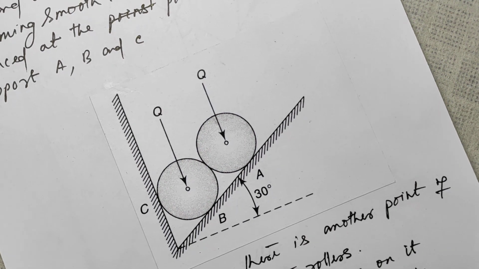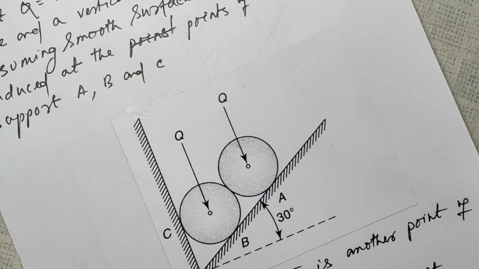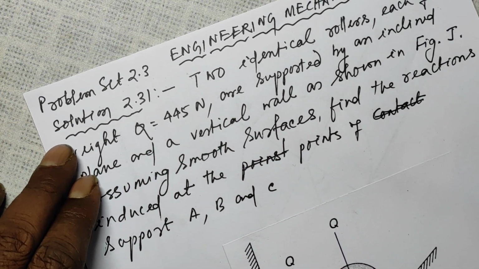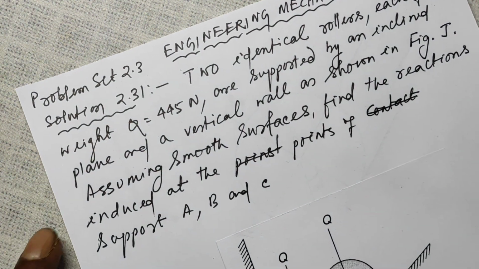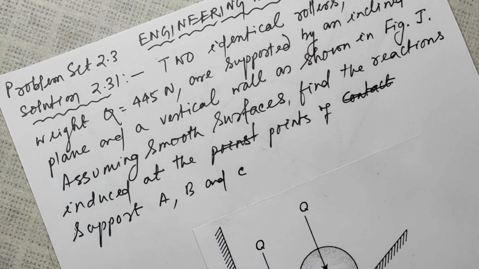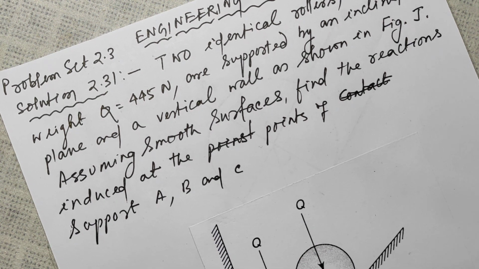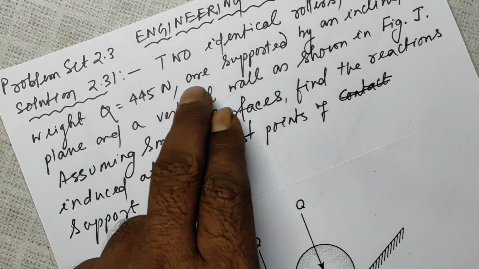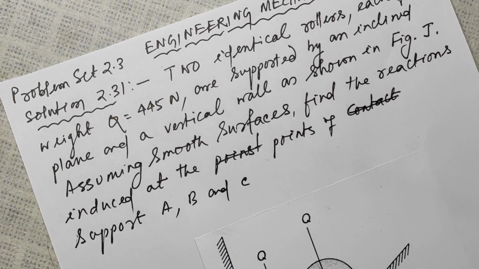Now let us do and solve one more numerical problem on engineering mechanics. Problem set 2.3, solution to 2.31. By now we have done enough numericals using Lami's theorem for condition of equilibrium of concurrent forces in a plane. It is also based on the same principle. The statement of the problem is now like this. 2.31.